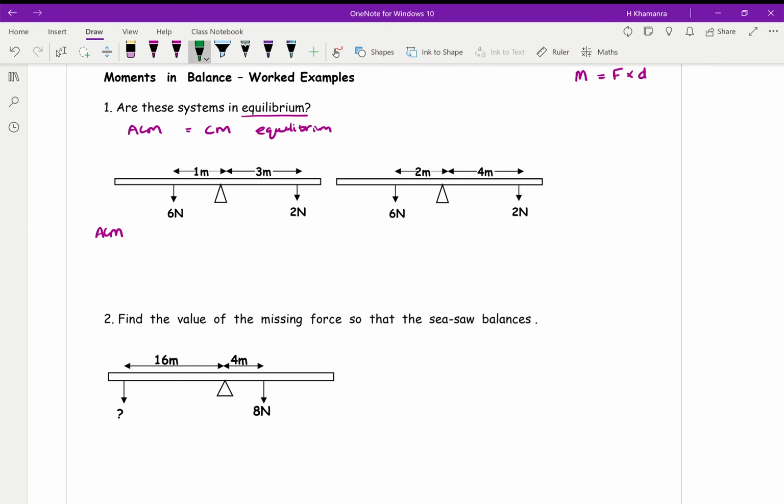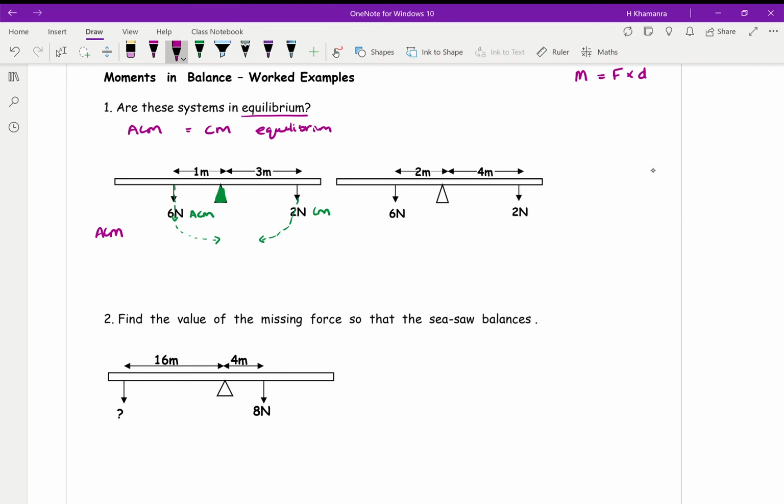So first of all, my anti-clockwise moment. I put my pen on my page and I hold it at the pivot and I push in this direction. And I find that my system will rotate about that pivot in that direction. So that 6 newtons is my anti-clockwise moment. Then I do the same on the other side, and I find that that 2 newton force causes my system to rotate in a clockwise direction. So that force is going to cause my clockwise moment.